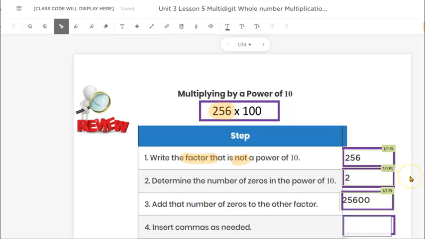And then fourth, it says insert your commas as needed. So remember, our comma would go in between the thousands place and the hundreds place. Oops, so we would have, my fault, I forgot the 6. 25,600.